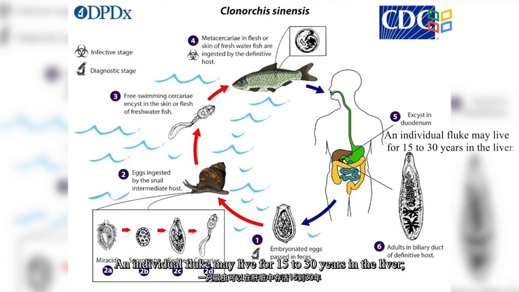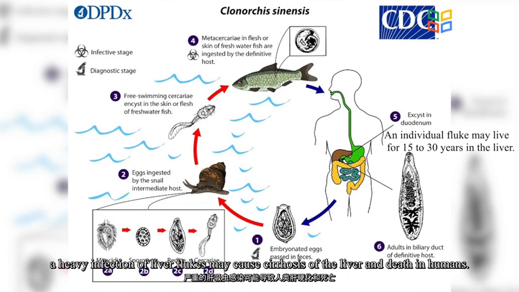An individual fluke may live for 15 to 30 years in the liver. A heavy infection of liver flukes may cause cirrhosis of the liver and death in humans.